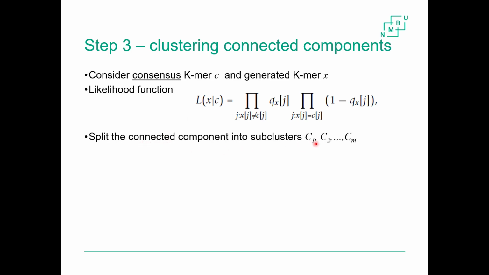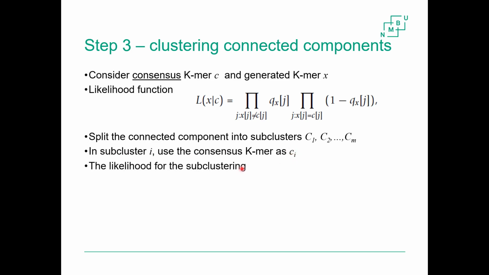And now we start splitting this connected component into subgroups. The way we do the splitting is k-means clustering, but that's really not important. Think of it as just some random splitting into subsets. So we have m subsets in this case. Then in each of these subclusters, we again find the consensus sequence, in the same way as before.